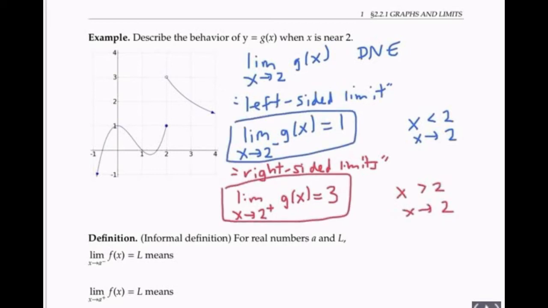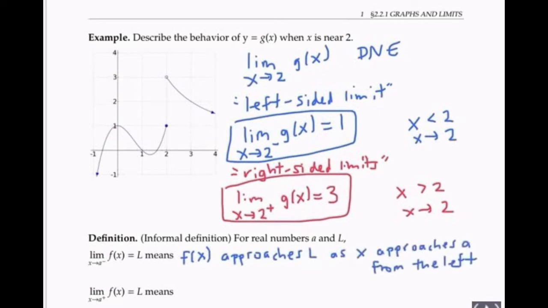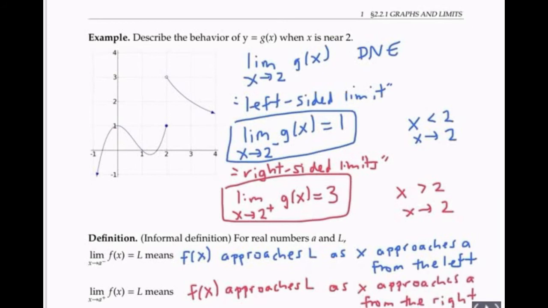In general, the limit as x goes to a minus of f(x) equals L means that f(x) approaches L as x approaches a from the left, and the limit as x goes to a plus of f(x) equals R means that f(x) approaches R as x approaches a from the right. Limits from the left or from the right are also called one-sided limits.